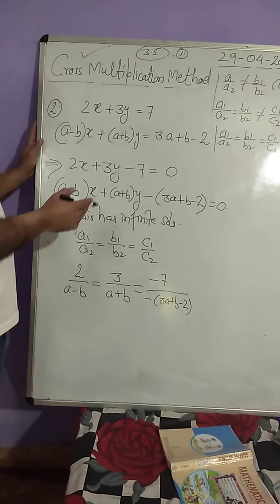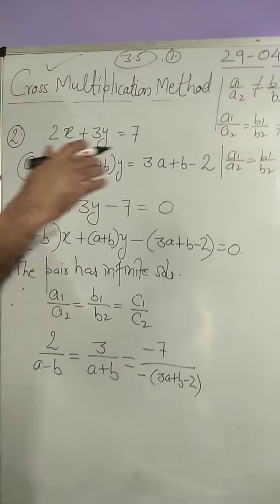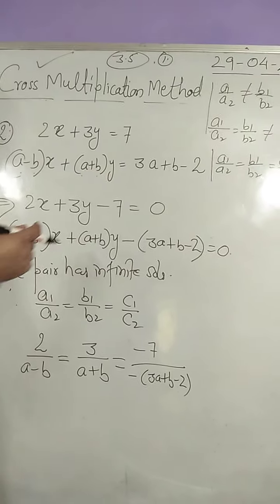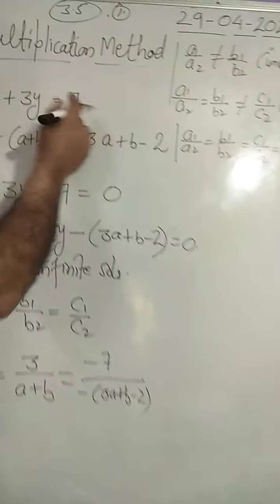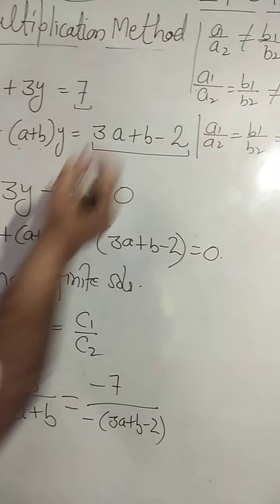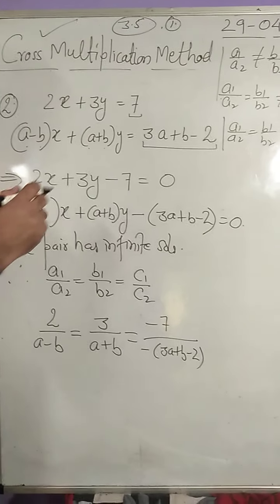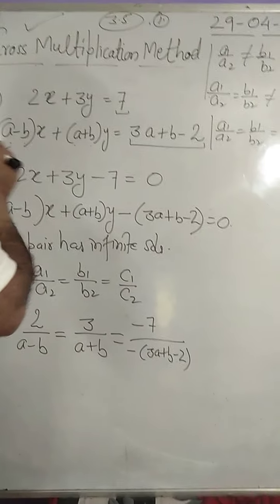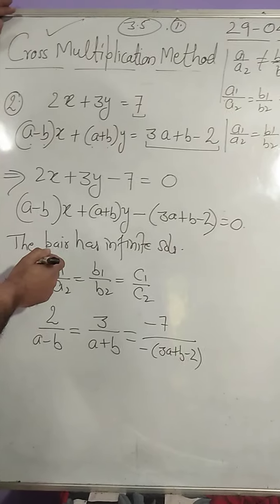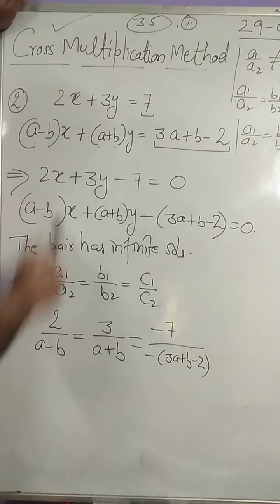Firstly, what I have done here is written this pair in the standard form. Standard form means the constant should also be on the left hand side. In the first equation, the constant is 7. In the second equation, the whole term without x and y is the constant. So I have transposed these constants to the left hand side, and written these 2 equations in the standard form.